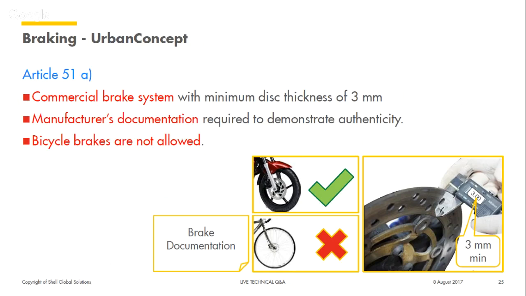And for urban concepts, this is an issue that we had last year, especially with the urban concepts brake disc. A lot of teams were actually doing various funny things with their brake systems, like using bicycle brakes, etc., and combining two brake discs, for example. So now for 2018, we are going to stress that a commercial braking system with a minimum disc thickness of 3 millimeters is mandatory. Okay, so please do not make your own brakes. Use a commercial brake system, okay? And it must be a minimum of 3 millimeters.